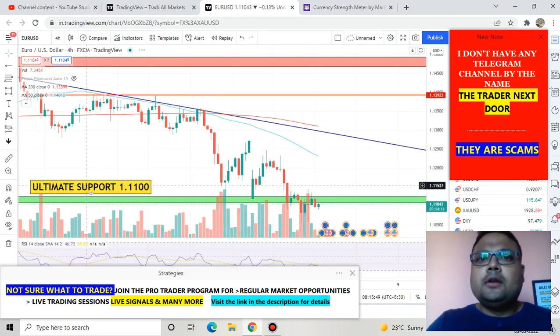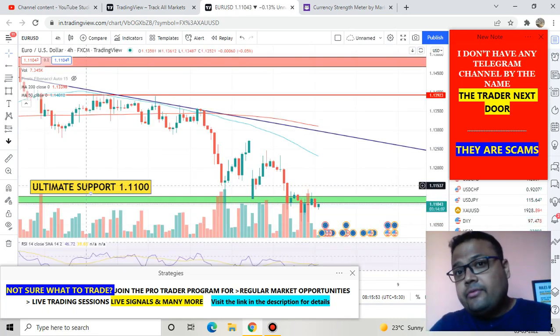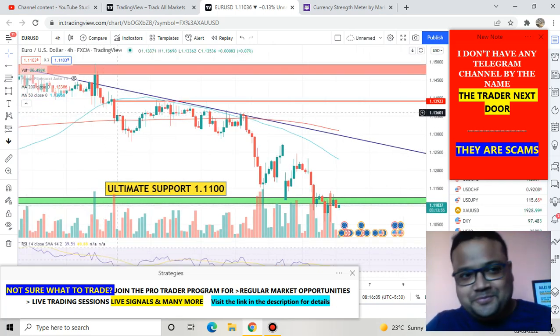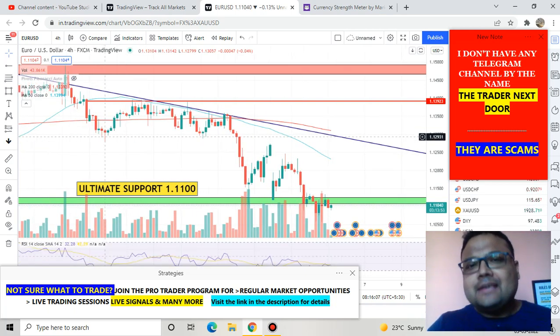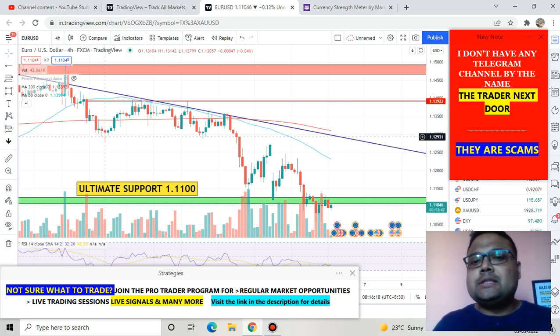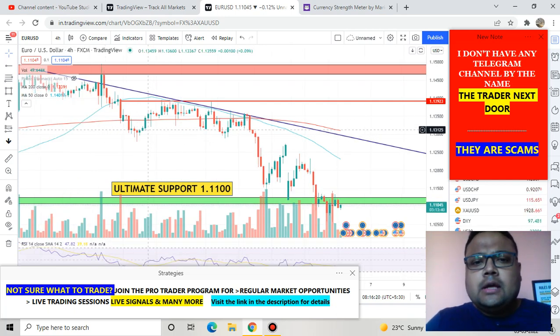The reason is the war between Russia and Ukraine, and the war is still going on. After the fresh sanctions by the USA and Europe on Russia, there has been considerable pressure on the European currency, the euro. As a result, we are seeing very much pressure on the Euro USD. So fundamentally, Euro USD is struggling to recover. And technically, we can all see what is going on the chart.